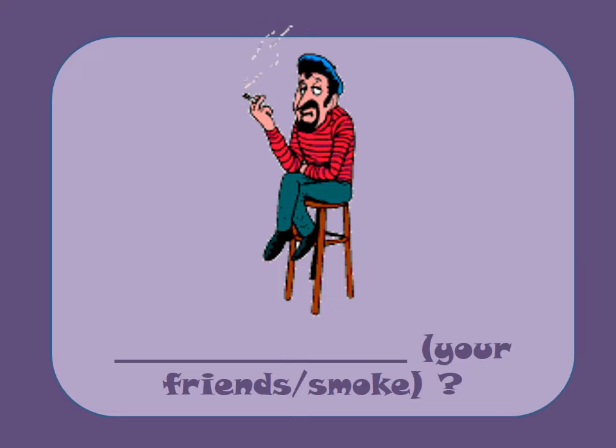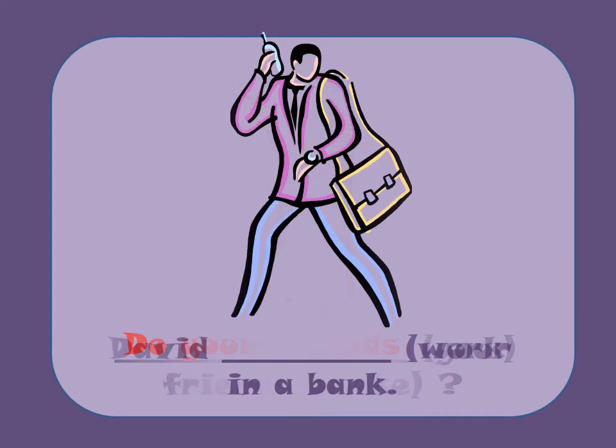What about this? Your friends smoke? This is a question. And I have friends, more than one. So how can I make this question? I'll say, do your friends smoke? David work in a bank. So this is a fact about him. So I'll add s. So it's going to be David works in a bank.